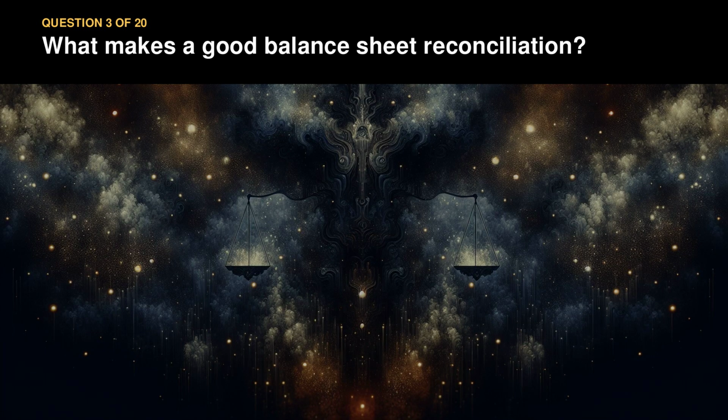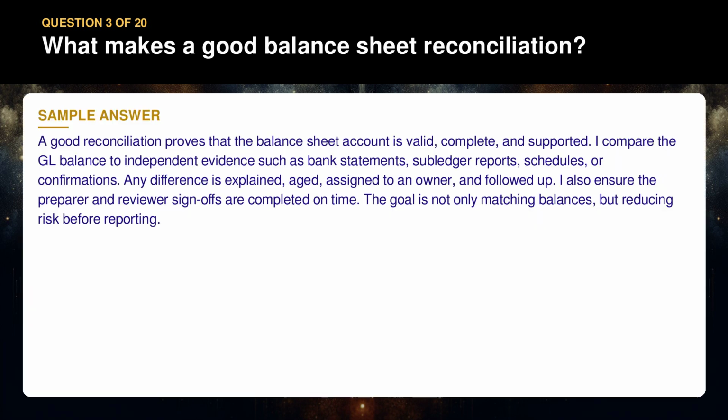Question 3. What makes a good balance sheet reconciliation? A good reconciliation proves that the balance sheet account is valid, complete, and supported. I compare the GL balances to independent evidence, such as bank statements, subledger reports, schedules, or confirmations. Any difference is explained, aged, assigned to an owner, and followed up.